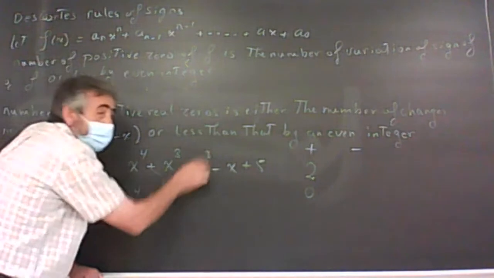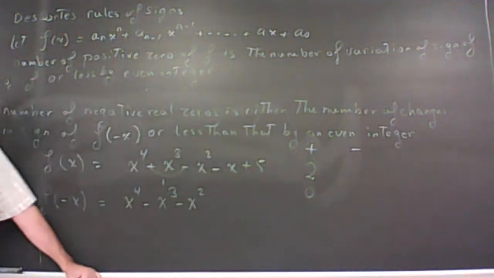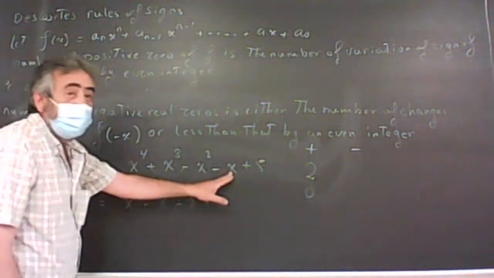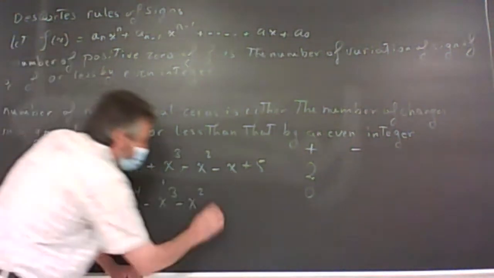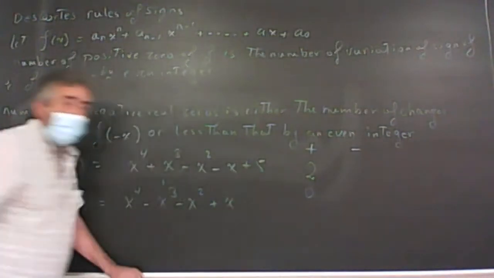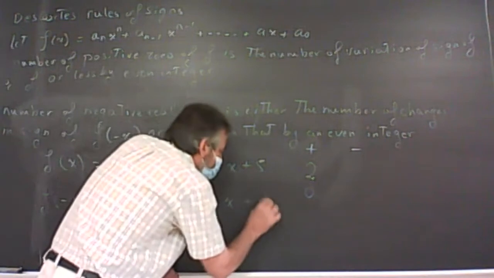For the x squared, it's even, so it stays the same. For the x, it is odd because the exponent is 1, so we change it, we make it positive. The constant stays the same. No changes on the constant.